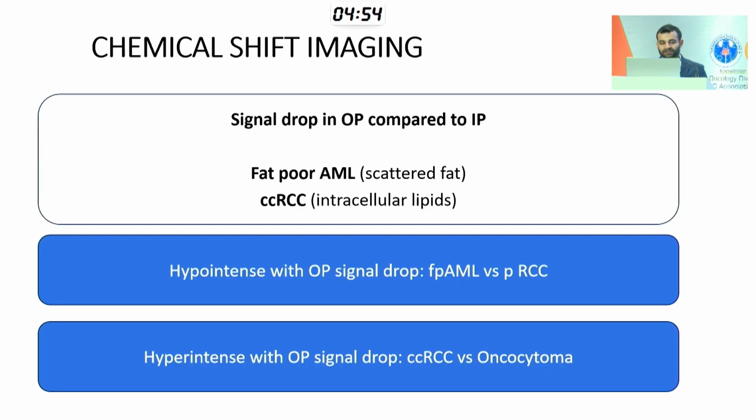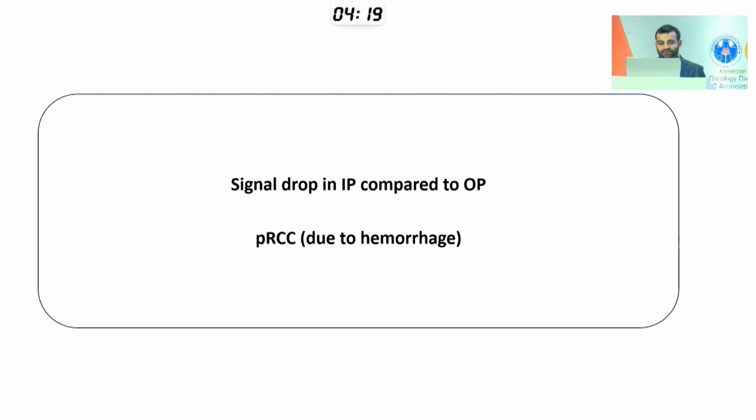The second thing is regarding chemical shift imaging, which is basically due to the presence of fat. AMLs have scattered fat and clear cell RCCs have intracellular lipids, so they show signal drop in out of phase as compared to in phase, and hypointense out of phase signal is seen in papillary RCC. So this can differentiate fat poor AML from papillary RCC, but some of the tumors are very difficult to differentiate and characterize from each other.